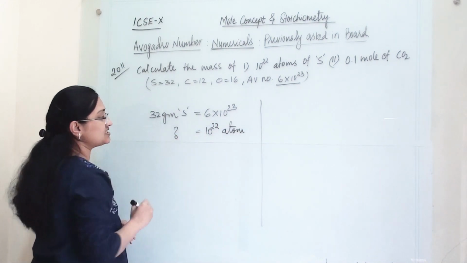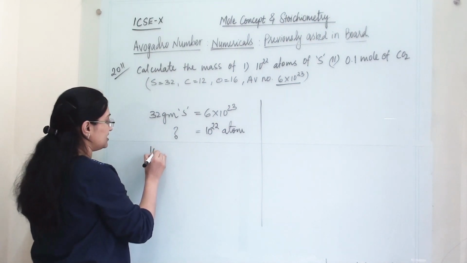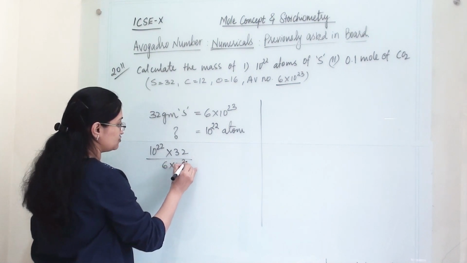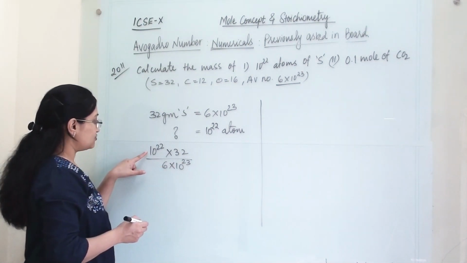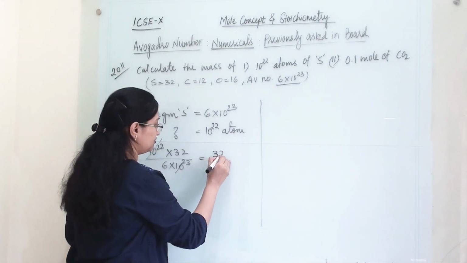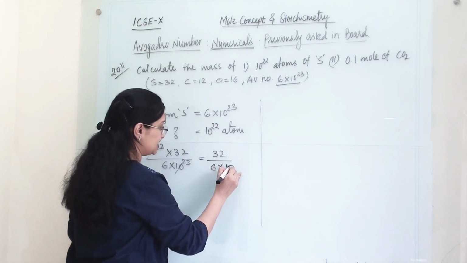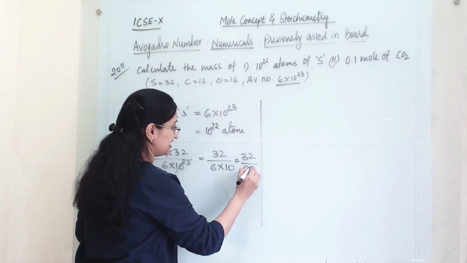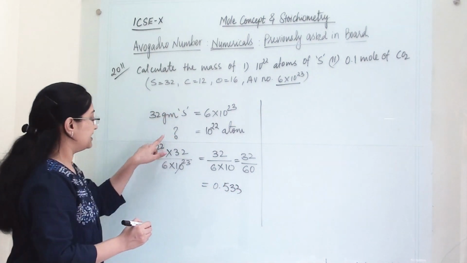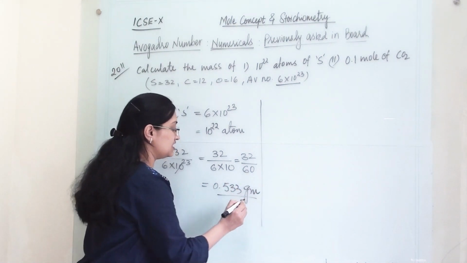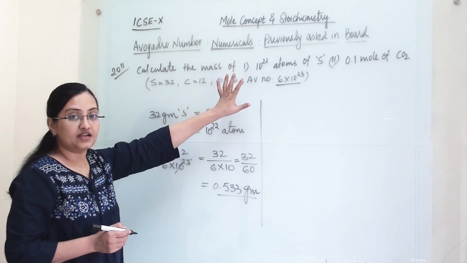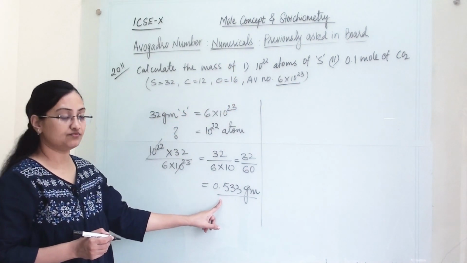So how much weight will it carry? So 10 raised to 22 into 32 divided by 6 into 10 raised to 23. 10 raised to 22 and 10 raised to 23, so you can cancel this, and here 32 divided by 6 into 10. So 32 divided by 60, and our answer is 0.533 gram weight for the first question. That 10 raised to 22 atoms of sulfur weighs 0.533 gram.